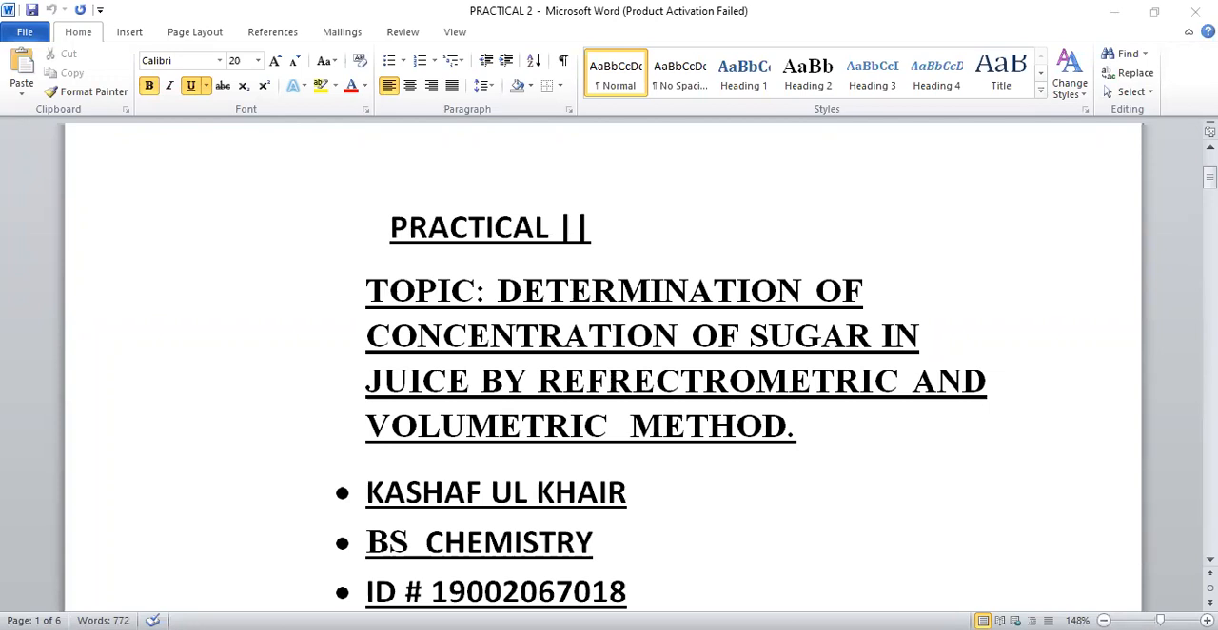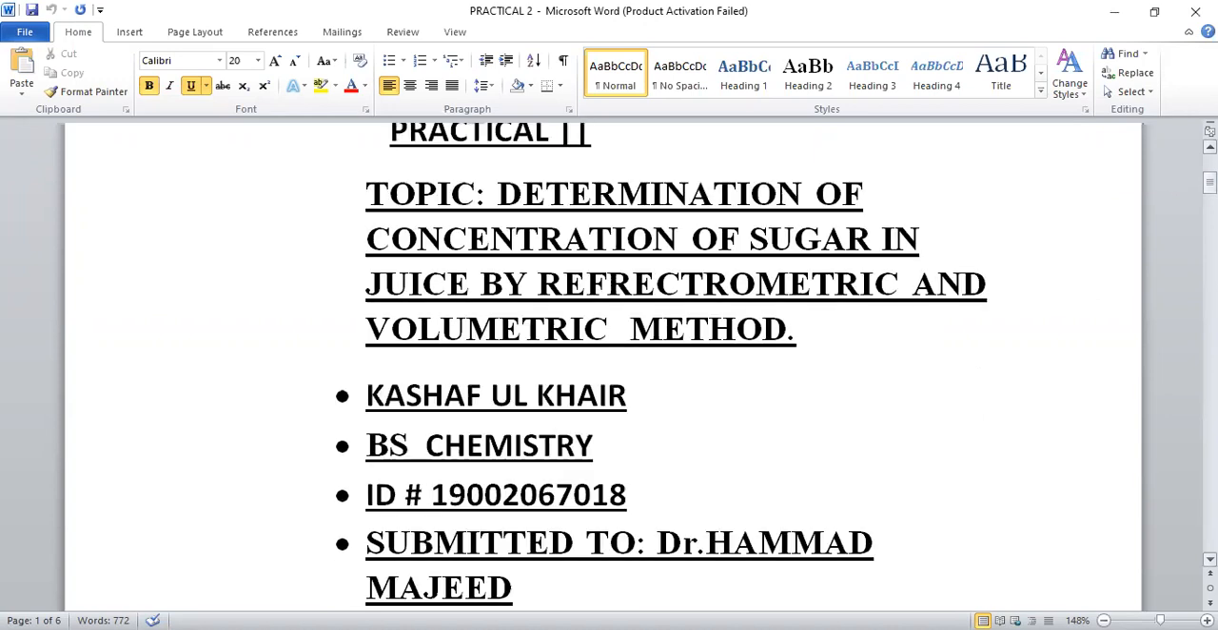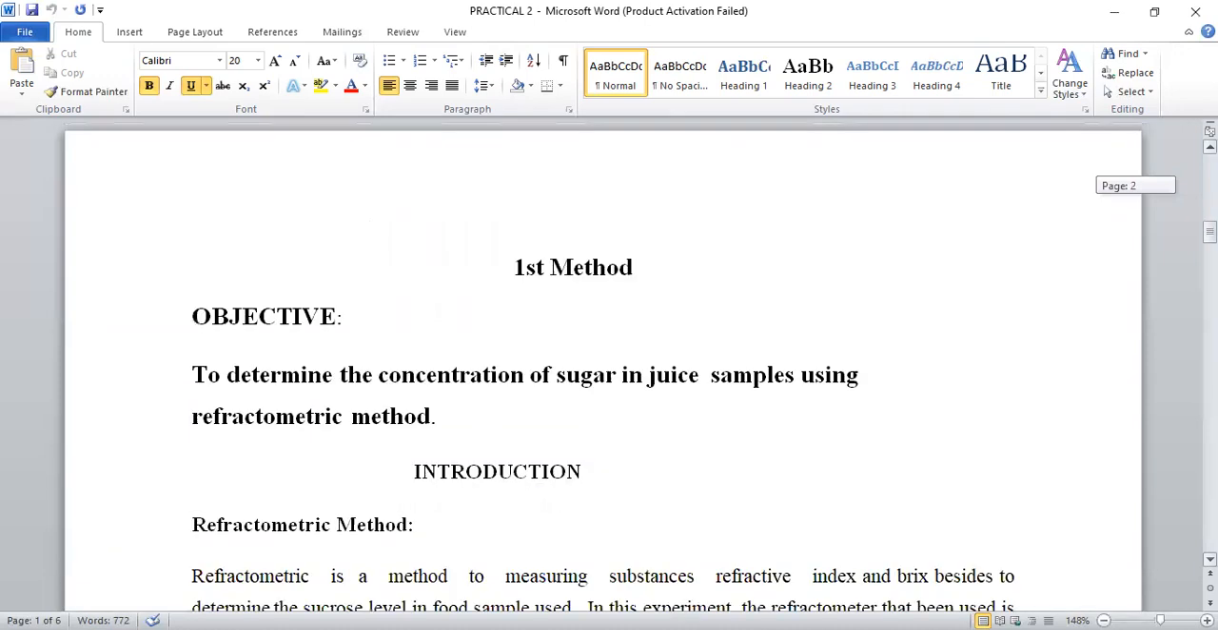My name is Kashaf and I am from the Chemistry Department and my ID is 018. Today I am here to present the topic which is the determination of concentration of sugar in juice by refractometric and volumetric methods. We will study these methods one by one. Firstly, we will see how to determine the concentration of sugar in juice by using the refractometric method. So let's start with the refractometric method.